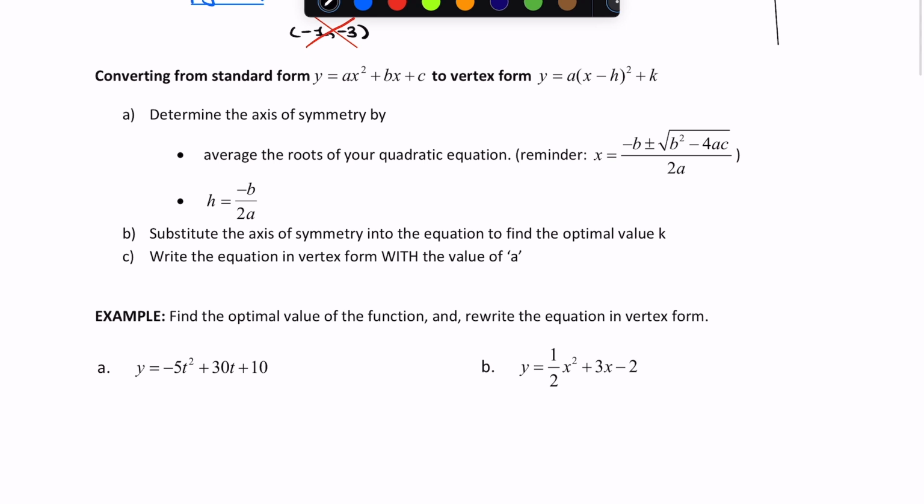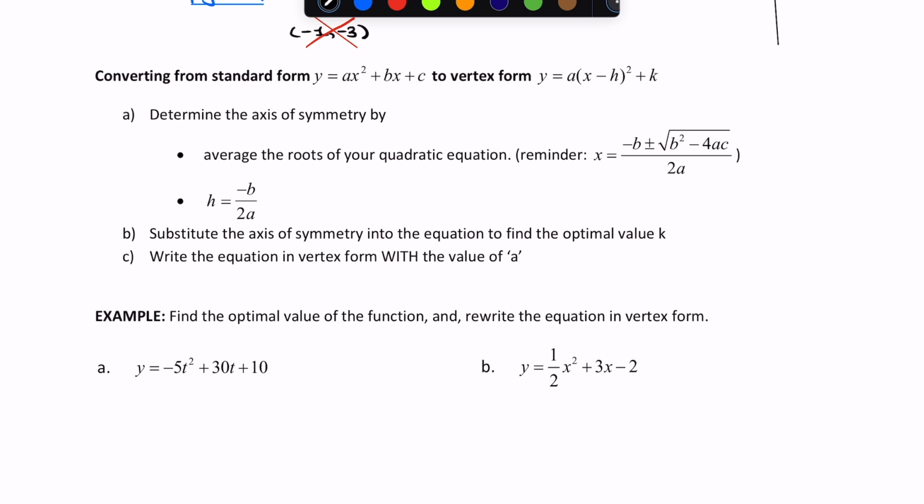And so if we're looking to convert from standard form, which is y is equal to ax squared plus bx plus c, to vertex form, which is y is equal to a(x minus h) squared plus k, the first thing we want to do is determine the axis of symmetry.